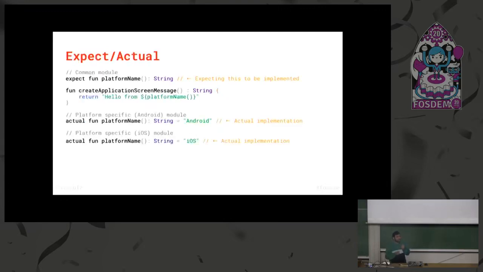So say you have multiple modules in a Kotlin multi-platform project. The common module would say expect, that's the keyword to use, similar to how you use suspend with coroutines. You put suspend and then the function name, right? You're going to say expect and the function name, and then that's it. Then you can use the same function call in the common code for create application screen message. And then eventually in the platform-specific code, you will go and say actual is this function, and then define the implementation you want. In this case, we are defining the string as Android for the Android platform module and iOS for the iOS module.